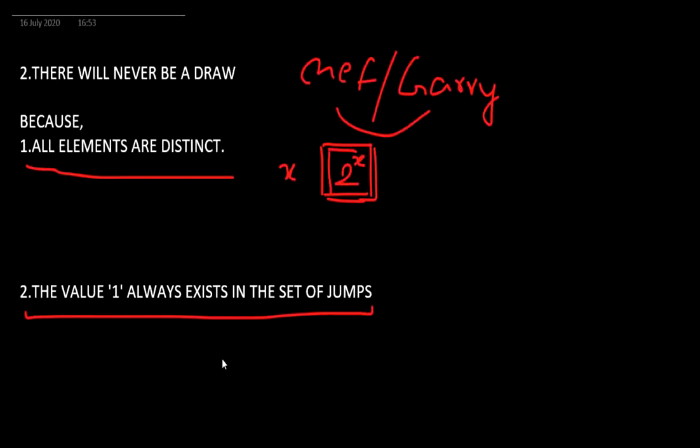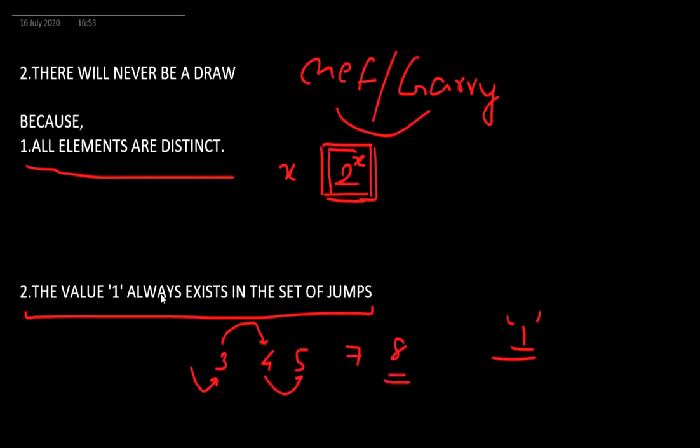Let's say we have these values in the stack, and in the set of jumps we have only value 1, right? So if we have value 1, in the first move Chef can make 1 jump and reach 3. In the second move, Gary can make 1 move and reach 4. In the third move, Chef again makes 1 jump and reaches 5. So this will go on, and ultimately we will reach the end of the stack at 1 position.